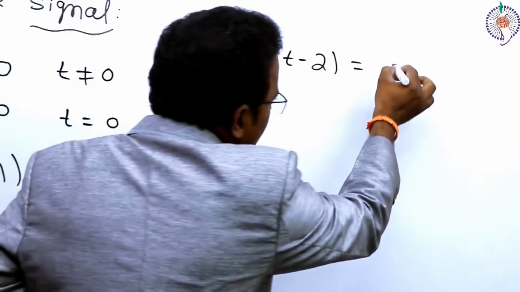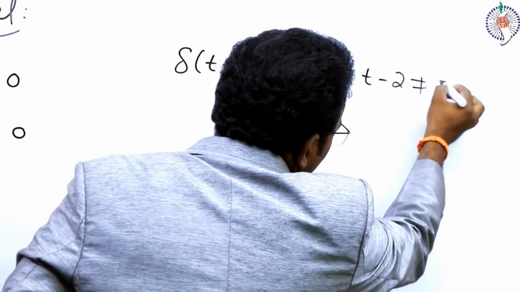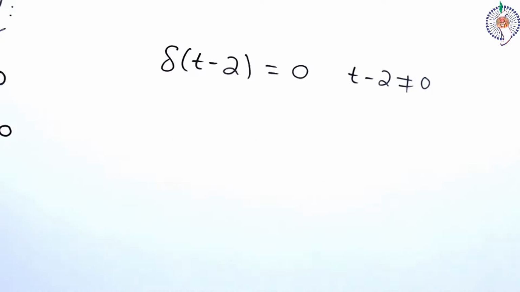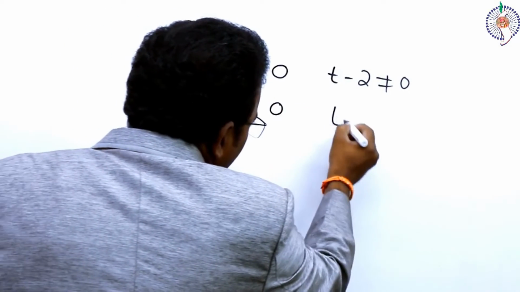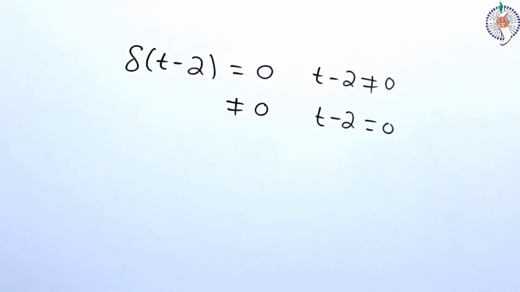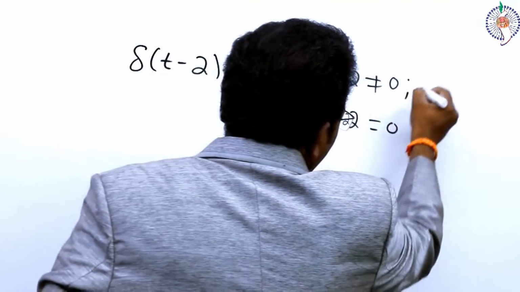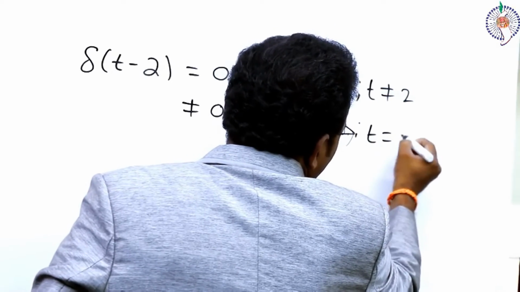Its value is clearly 0 when the argument is not equal to 0, and its value is clearly not equal to 0 when the argument is equal to 0. That is, t not equal to 2, t equal to 2.